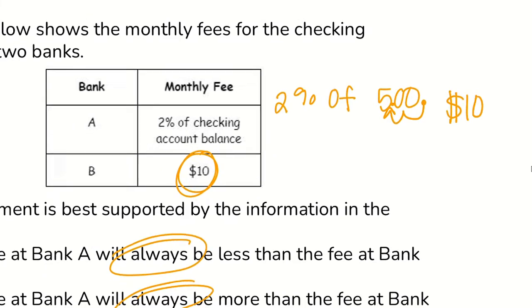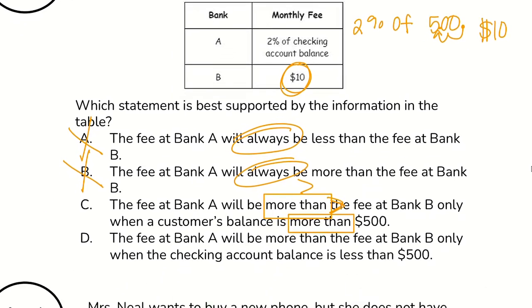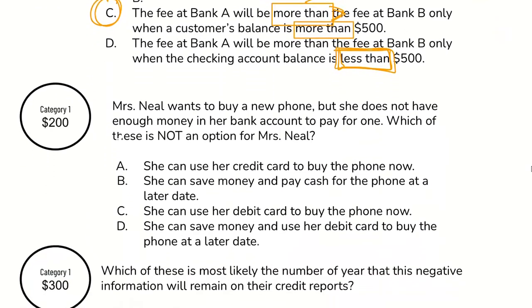So I know at exactly $500 where they're the same. But if I go more, guess what is going to happen to the interest? It's going to be greater than, and that's what this says right here. So C is our correct answer. D is not the correct answer because it says less than here. So that is what makes it wrong. Okay.